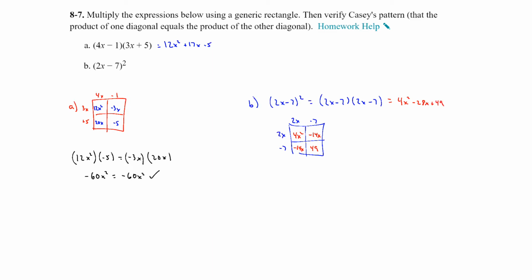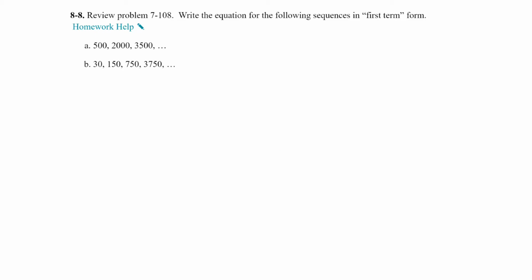plus 49. And once again, verifying that the diagonals, 4x squared times 49 is equivalent to negative 14x times negative 14x. So we get 4 times 49 is 196, then you have your x squared, and then negative 14 times negative 14 is a positive 196, and x times x is x squared. So once again, we are showing that the diagonals, their products are equivalent.